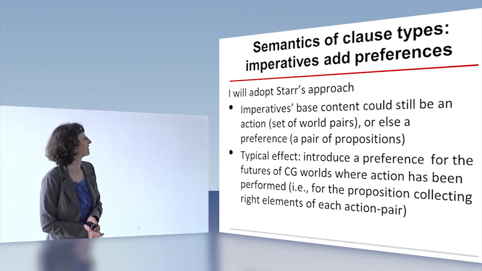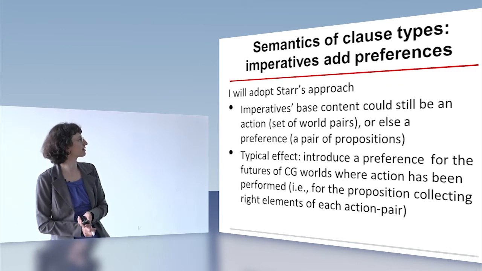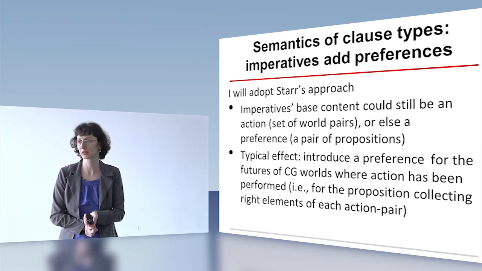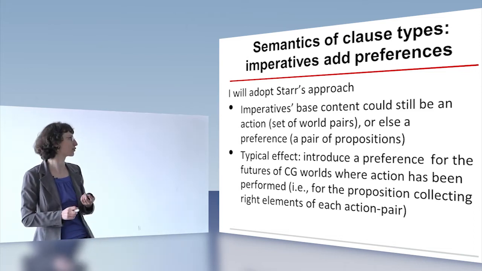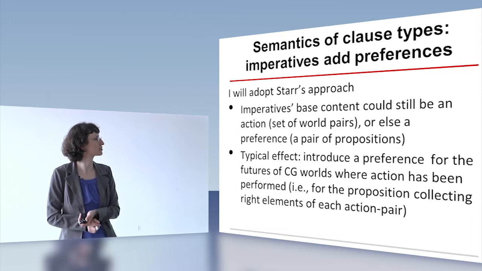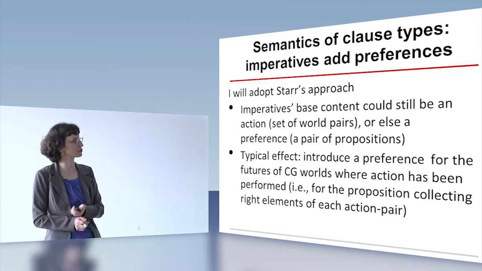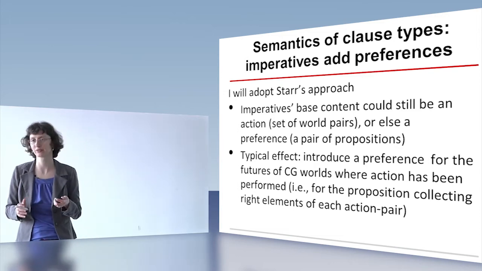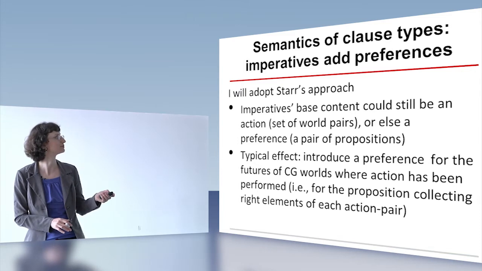Okay. So we can still think of the imperative's base content as an action, as opposed to what Will says. But then, of course, the typical effect would be to introduce a preference for the futures of common ground worlds where the action has been performed. So we collect the right elements of each pair into a proposition, and we introduce a preference for that proposition.